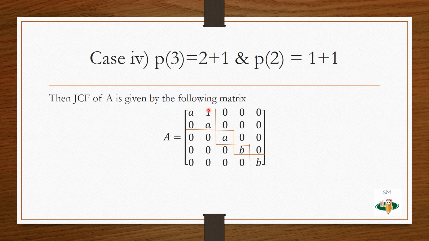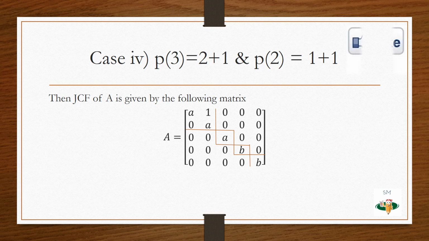So 2 plus 1 means a 2 cross 2 block here, and here it is a 1 cross 1 block. Here it is 1 cross 1 and 1 cross 1 block. Therefore for b, b, the super diagonal entries: suppose the entries are in different blocks, then we have to put the super diagonal entries as 0. But if they are in the same block, then we have to put the super diagonal entry as 1. That is a block diagonal matrix.